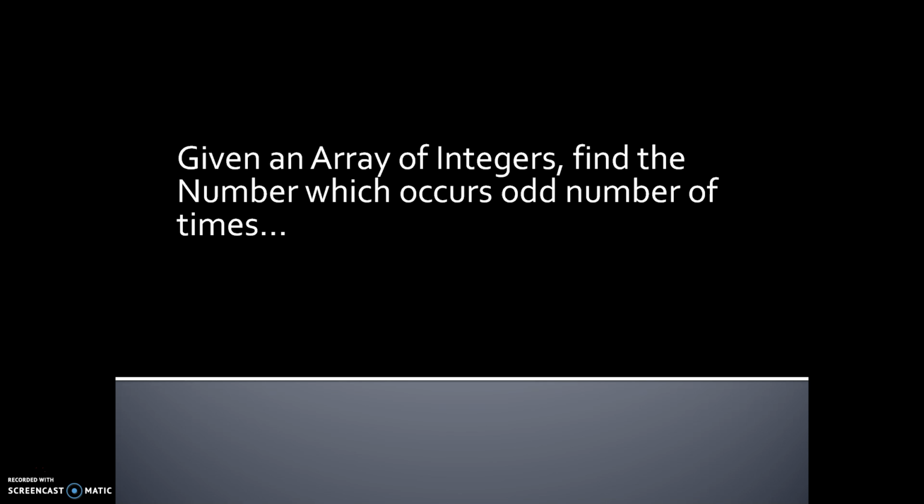Today we are going to solve a problem: given an array of integers, we are required to find the number which occurs an odd number of times. That means every number in this array occurs an even number of times except the one which occurs an odd number of times. Let us understand this problem with an example.